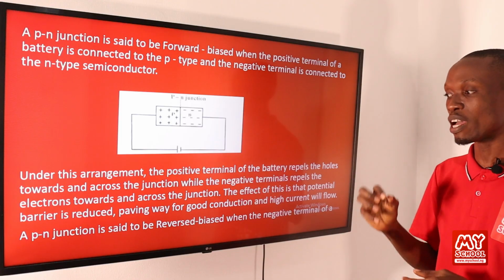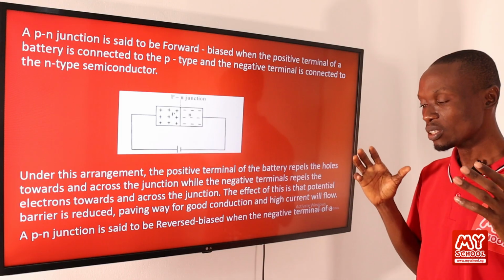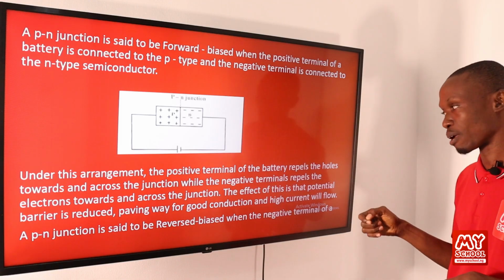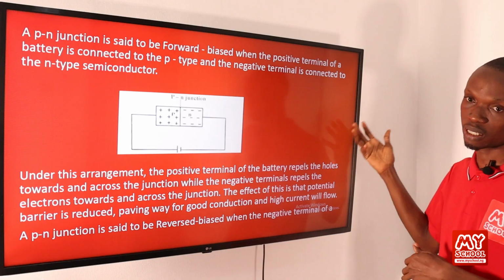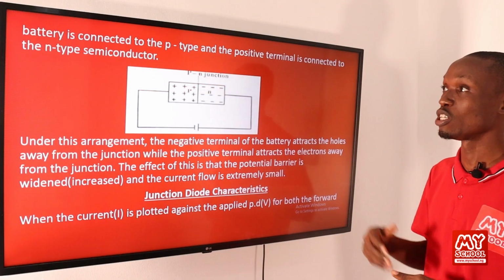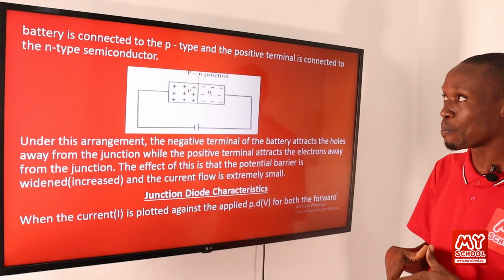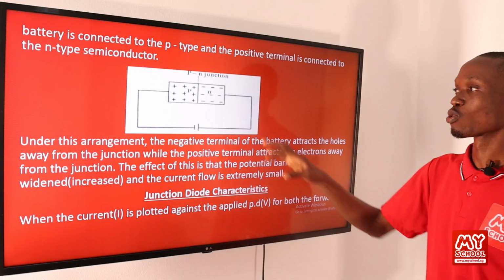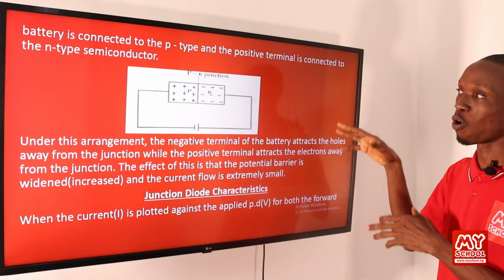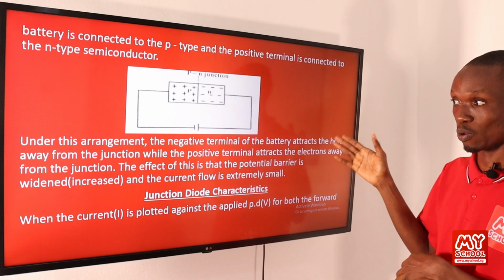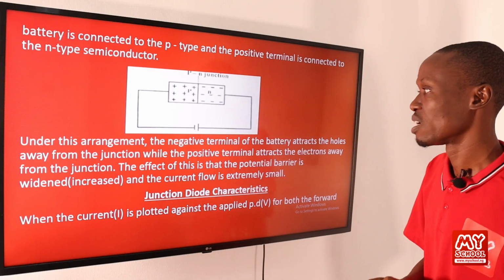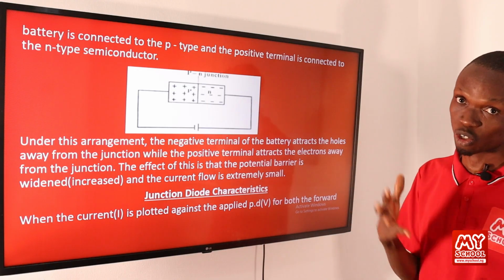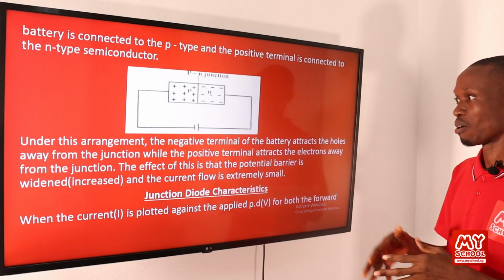A p-n junction diode is said to be reverse biased when the negative terminal of a battery is connected to the p-type and the positive terminal is connected to the n-type. This is the circuit diagram of a reverse biased diode. Under this arrangement, the negative terminal of the battery attracts the holes. Remember, unlike charges attract and like charges repel.